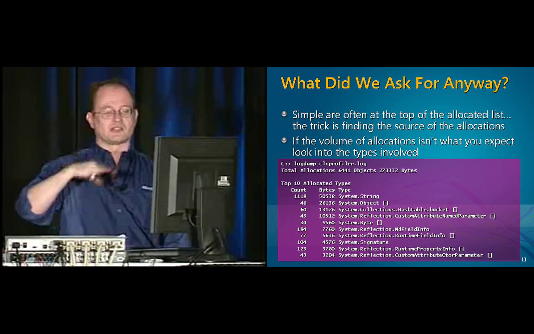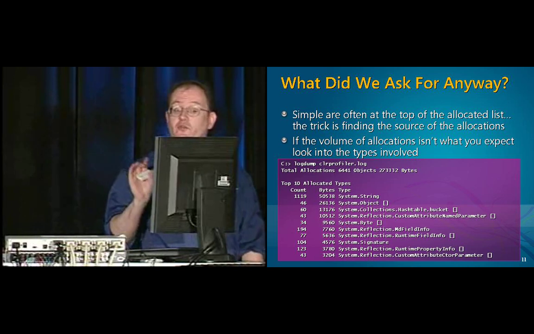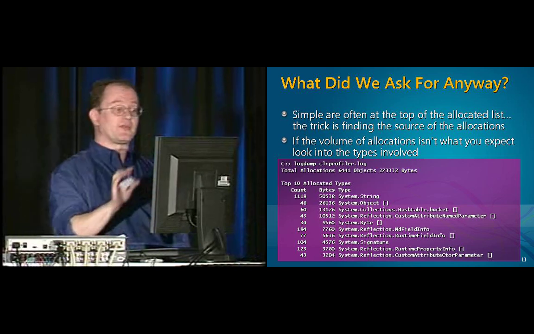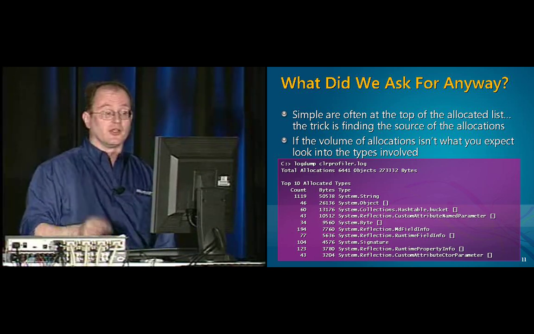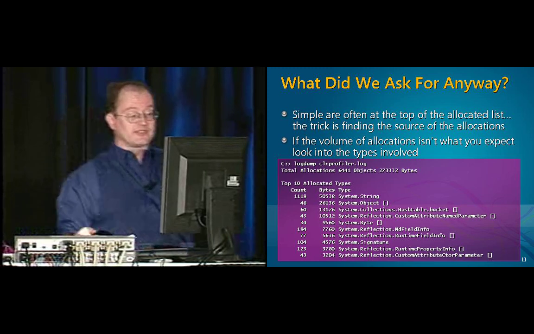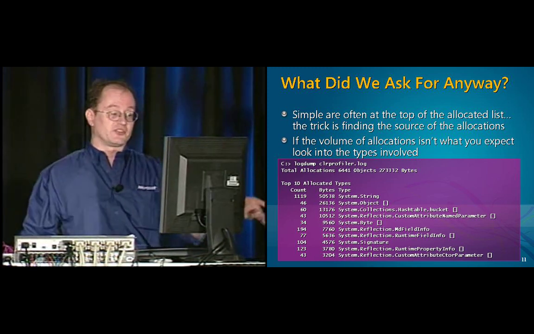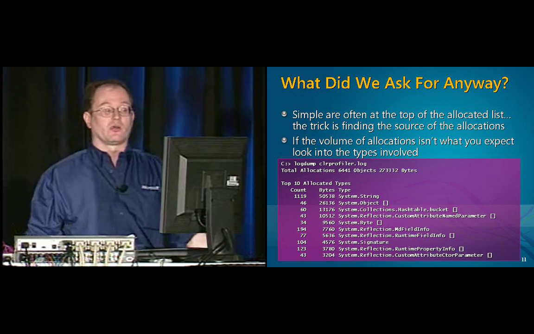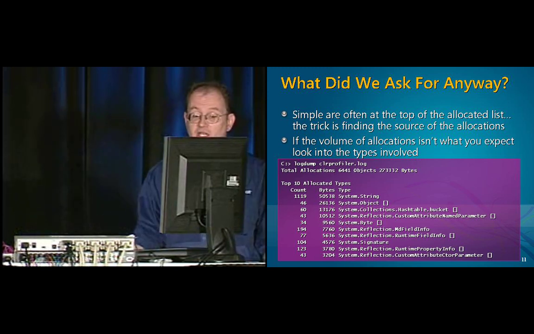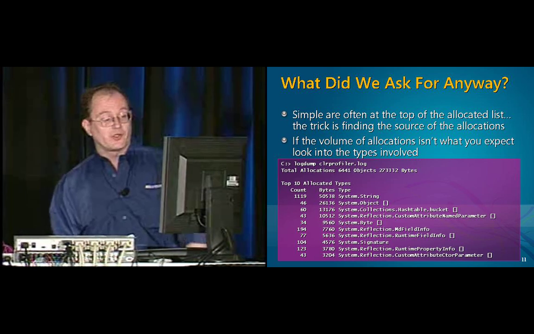I run logdump and I get this result. Okay, so the first part of the result that you get is the top 10 allocated types. Okay? This is total allocations, and we can see right here that the number 1 allocated type, amazingly enough, is System.String, of which there were about 1,000 instances for 50K. And it goes down from there, okay?